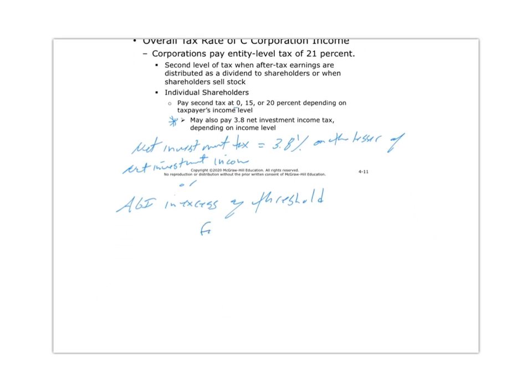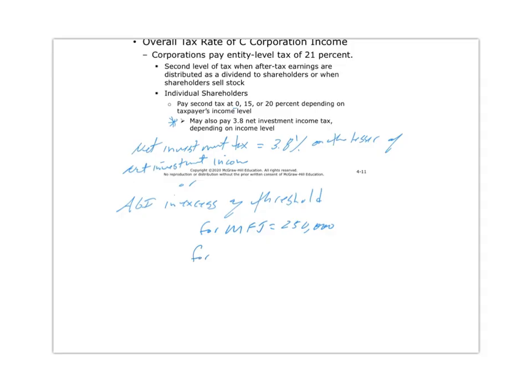Well, for married filing jointly, the threshold is $250,000. And that's for married filing jointly or surviving spouses. For married filing separately, it's $125,000, and then for all others, it's $200,000.